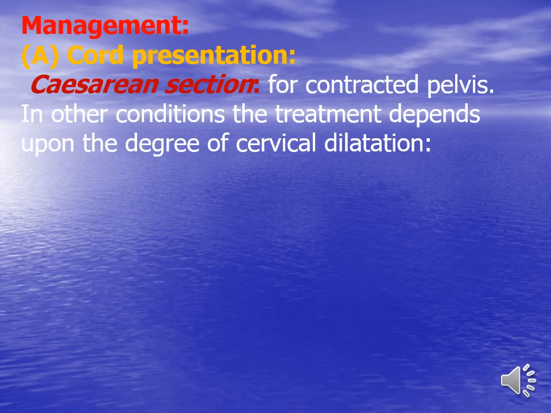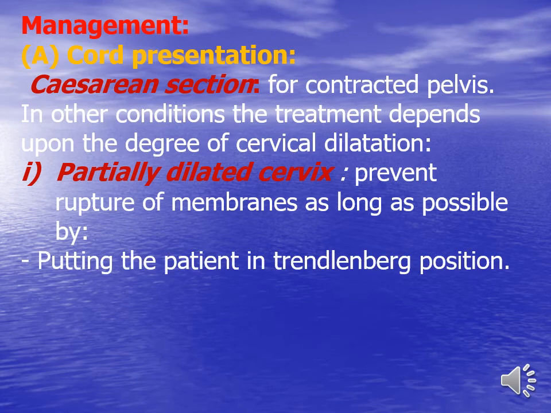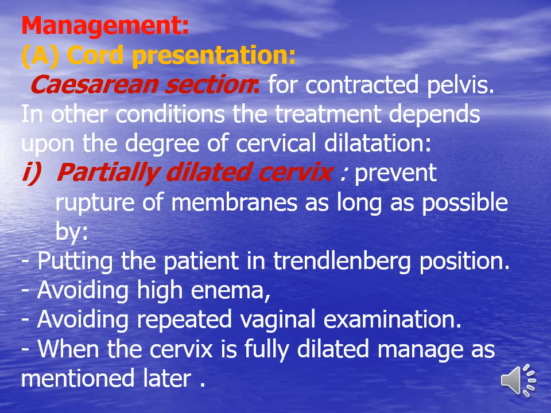Management. Cord presentation: caesarean section for contracted pelvis. In other conditions, the treatment depends on the degree of cervical dilatation. With a partially dilated cervix, prevent rupture of membranes as long as possible by putting the patient in Trendelenburg position, avoiding a high enema, and avoiding repeated vaginal examination.